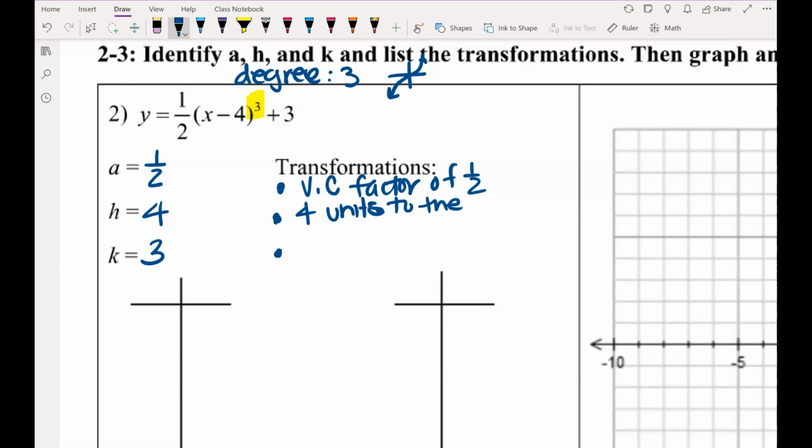Can I write right 4? Is that okay still? Yeah, that's okay too. Haley, K is 3. Yes. Right. Tell me the transformation. Up 3. Yes. Good job, hon.